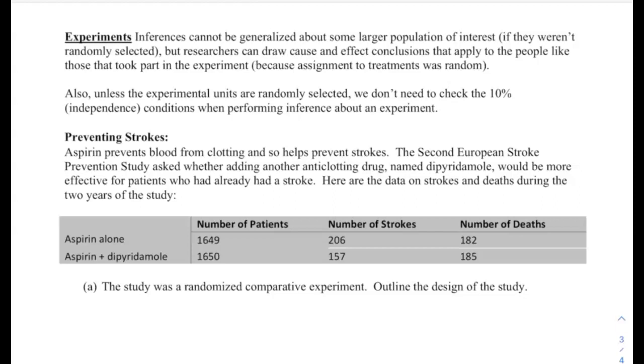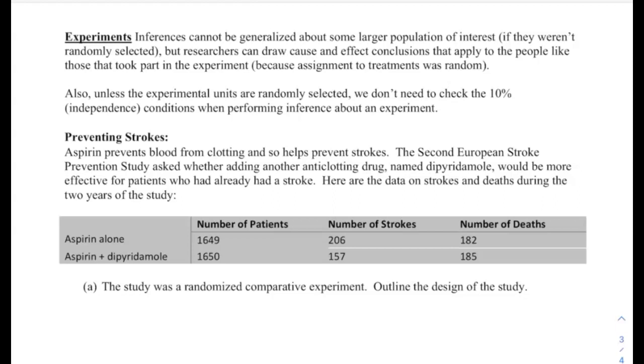Okay, so we'll do another write-up here where we will look at this idea about strokes and different medicines that might have helped. So we have two different groups that were tested, either with just aspirin alone or aspirin with another drug that I'm going to call DIPI from here on in. Okay, and which one would be more effective for patients who have already had a stroke? And here's the data on strokes and deaths during the 2 years of the study.